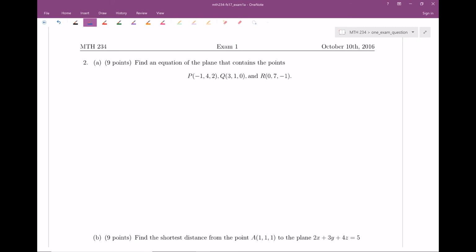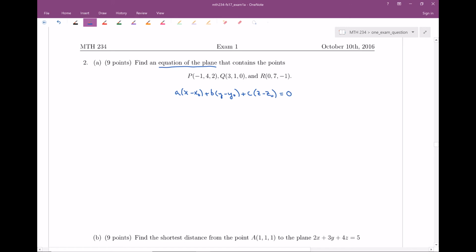The first part, part A: find an equation of the plane that contains these 3 points. So we need to remember, an equation of a plane, what does that look like? It should look something like A times (x minus x naught), plus B times (y minus y naught), plus C times (z minus z naught), is equal to 0.